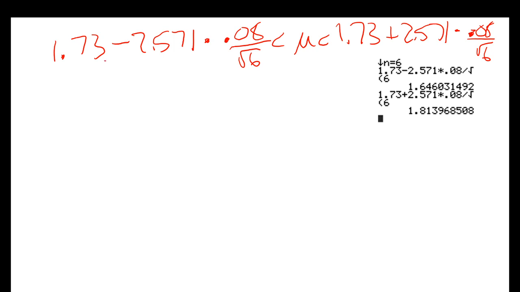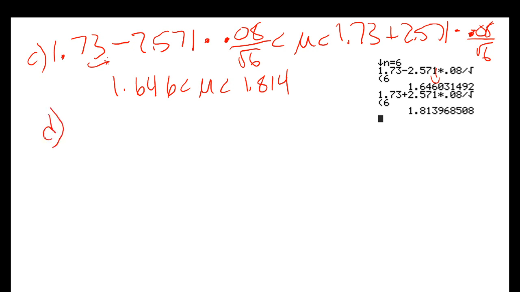Again, if this is 2 decimal places, we generally will go 3 decimal places here. So we'll go to 1.646 less than mu, which is less than 1.84. All right. This is part C. Part D.